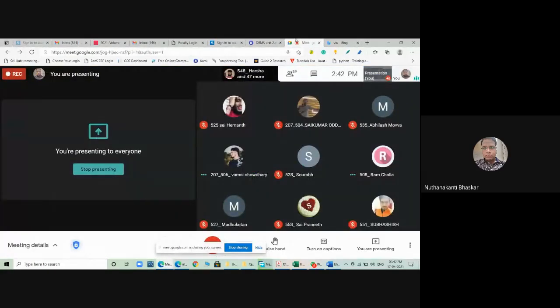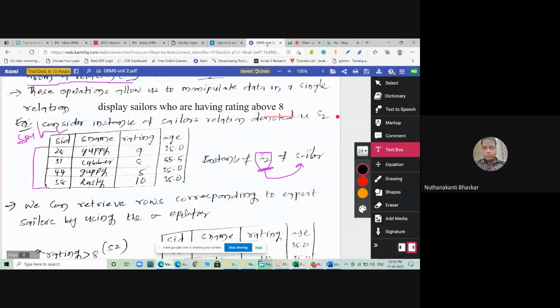Understood or not? The question is very important. Understanding of the question is very important, especially in this database management system. Understanding of the question will solve 50% of the problem. I'm not getting any response from your side today. If this question is understood or not, otherwise I will tell you. Display sailors who are having rating above 8.